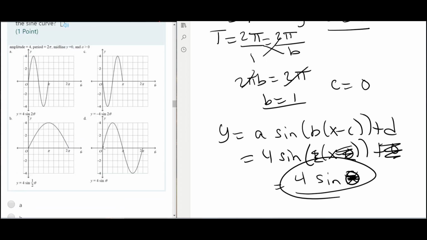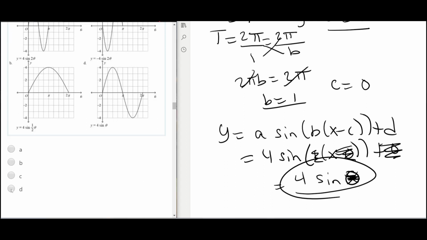And that makes this equation make sense because it's a period of 2 pi from 0 to 2 pi, which they said the period was 2 pi. And the midline is 0, which makes sense. So the answer is going to be D here.